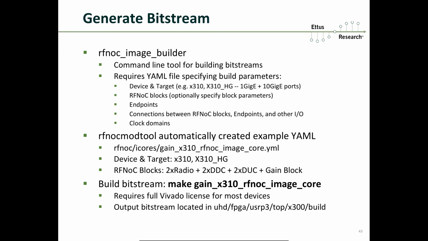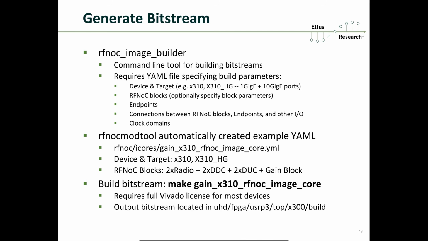Now rfnocmodtool automatically created an example YAML file for us. That's here in the rfnoc directory icores, this gain x310 rfnoc image core.yaml. And you can see here that for building our bit stream, we actually make that file without the .yaml at the end. By default, this image core is targeting the x310 with the x310_HG target.